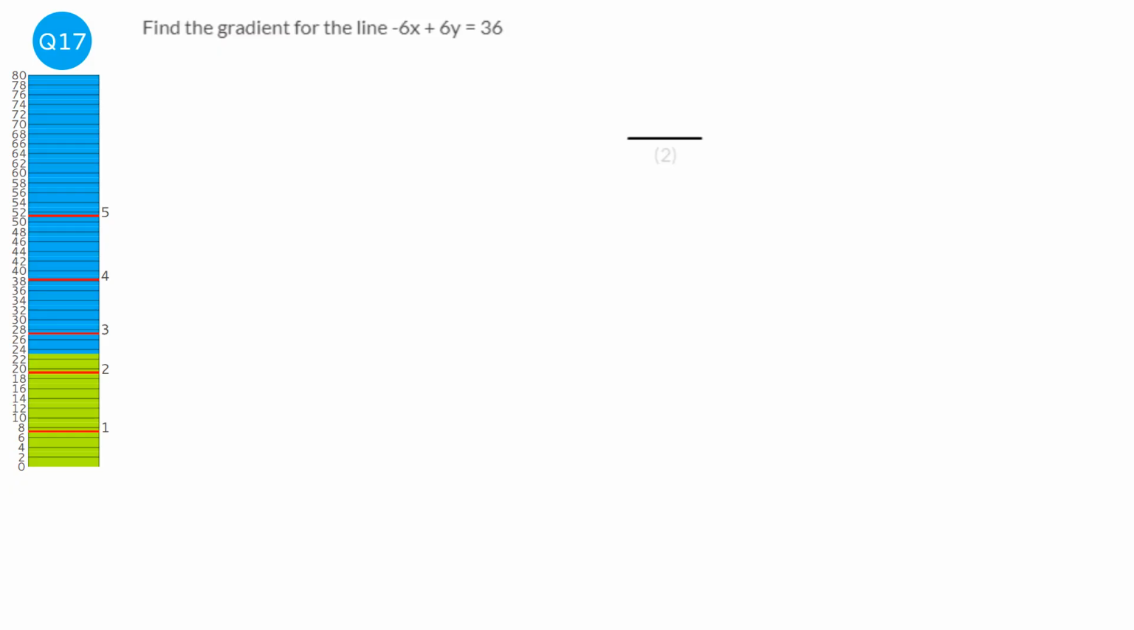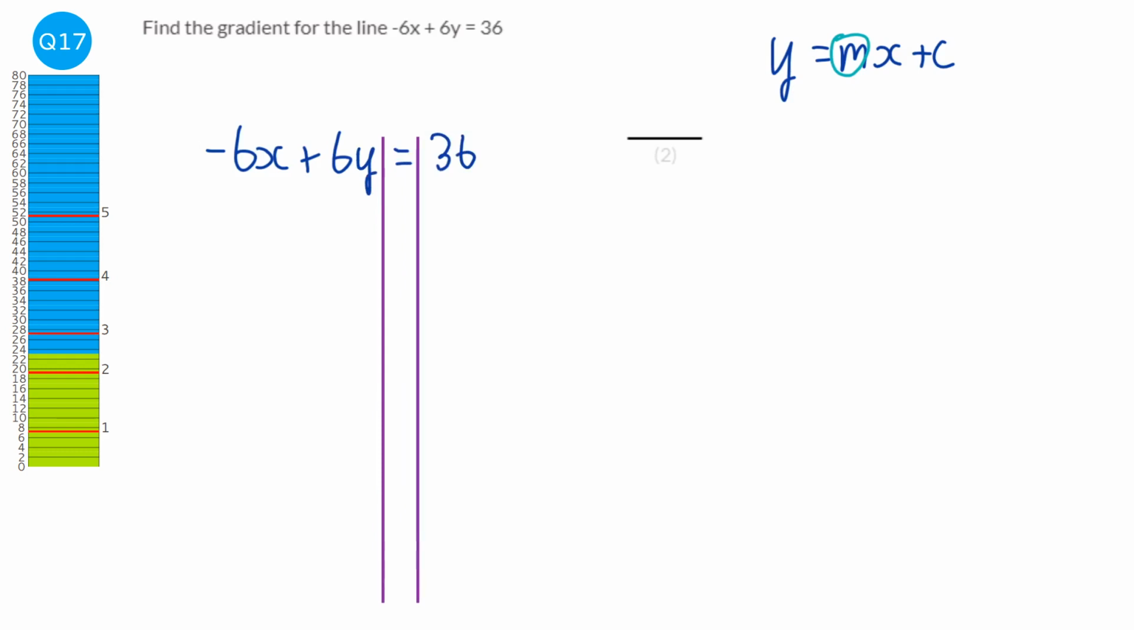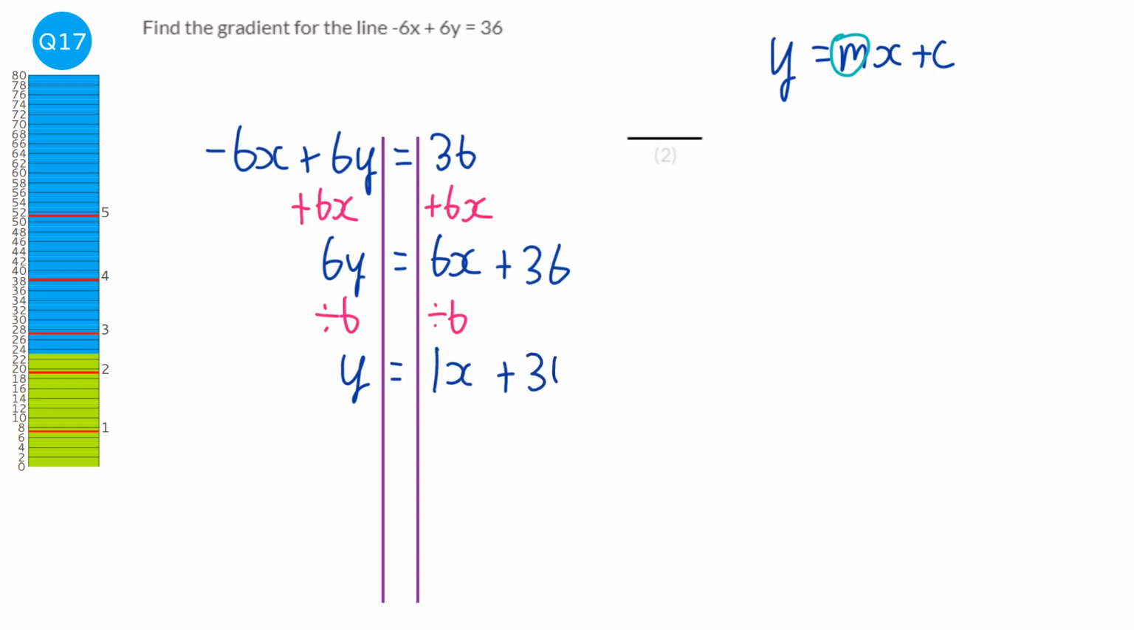So to find the gradient, we need the formula, or the equation, in the form y equals mx plus c. And the m there will give us what the gradient is. So we're just going to be rearranging this equation. So the first thing I'm going to do is get rid of the x's from the left hand side, and we can do that by adding 6x both sides. So we've got 6y equals, and I'm going to put the 6x first, just to match the y equals mx plus c. Right, the next thing I'm going to do is get rid of this 6, because we just want a y there. So we're going to divide by 6 both sides. So we've got y equals 1x plus 36. Now we shouldn't really write 1, but because we're looking for m, we're looking for the number before x, I've left it in there to show that the gradient will be 1.